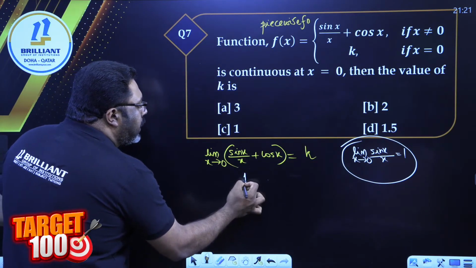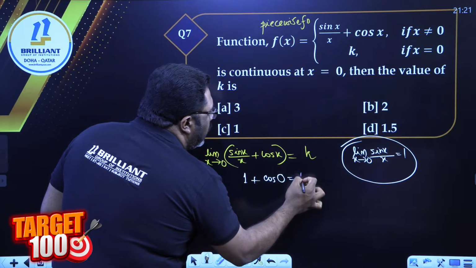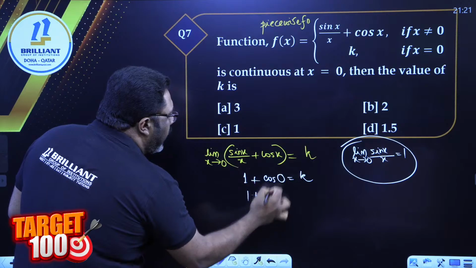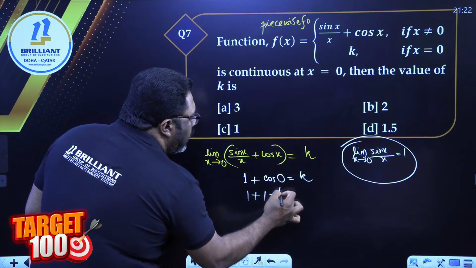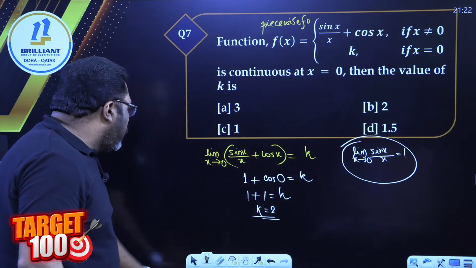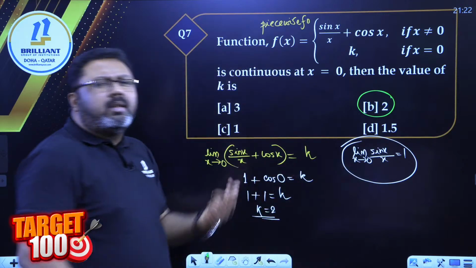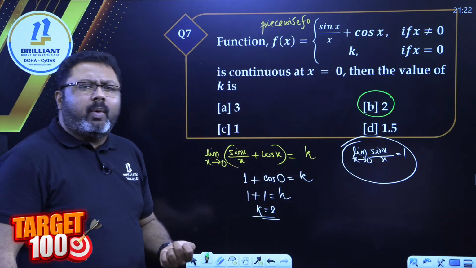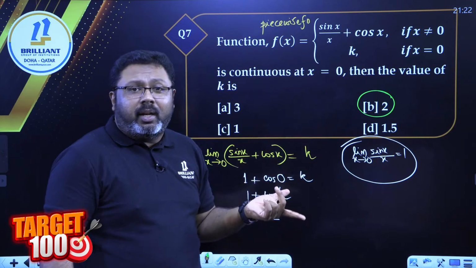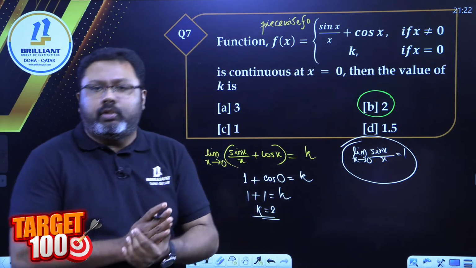So this part is 1. What about cos 0? So 1 plus cos 0 is also 1, so k is equal to 2. K is equal to 2. Option B, k is equal to 2. A straightforward, very easy question for 1 mark. I put this question just to tell you that you need not always check LHL, RHL for continuity.